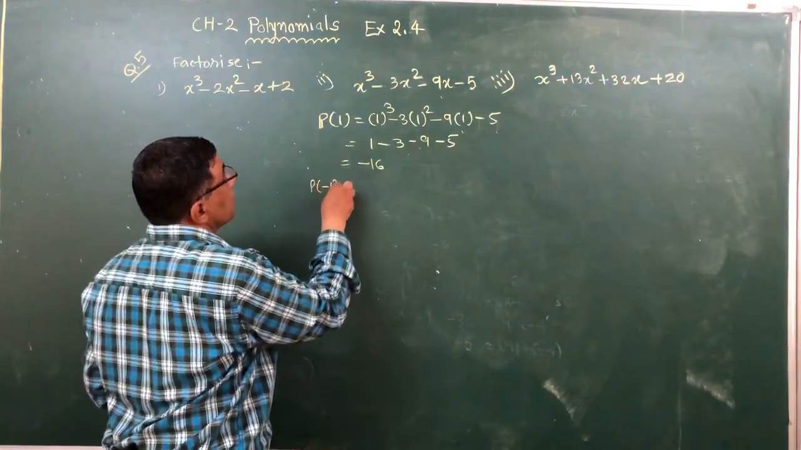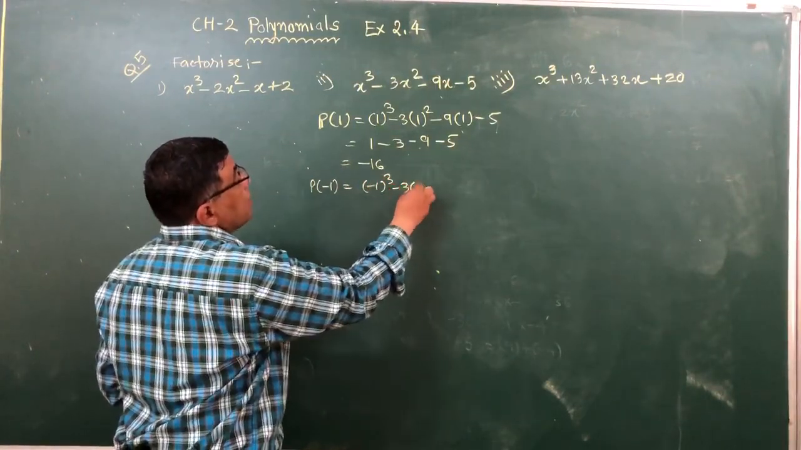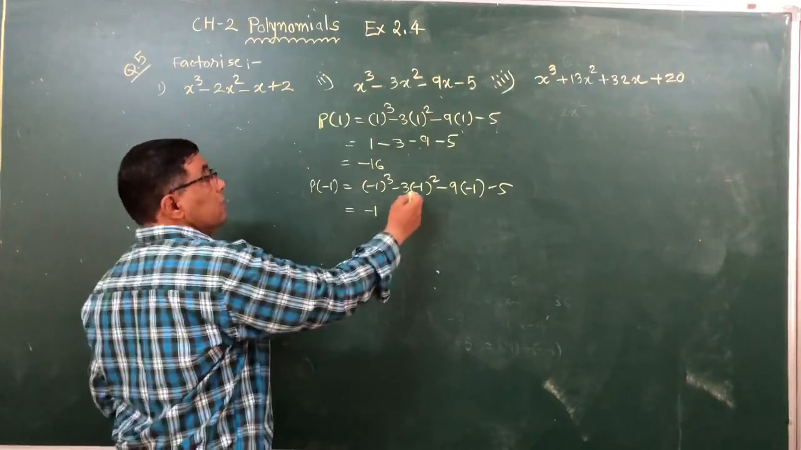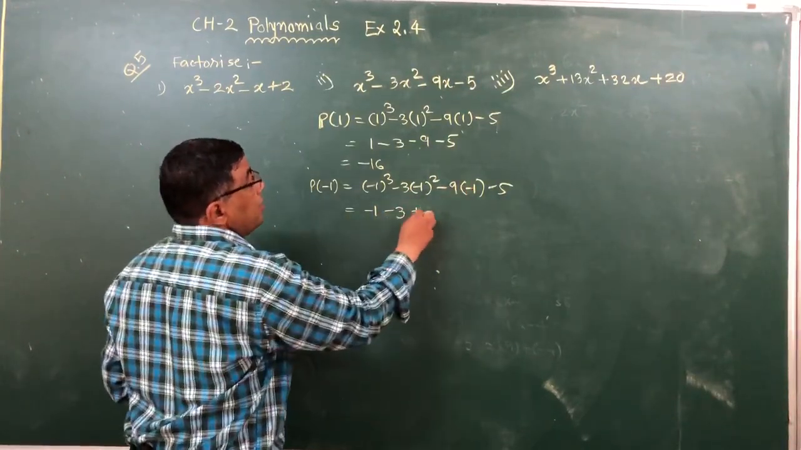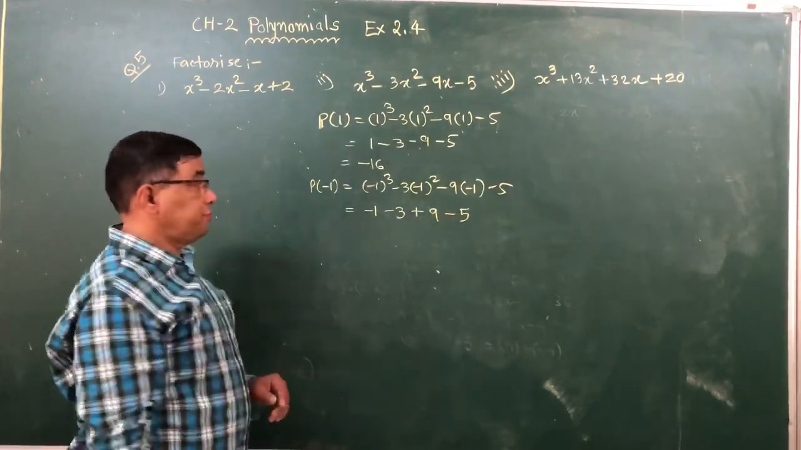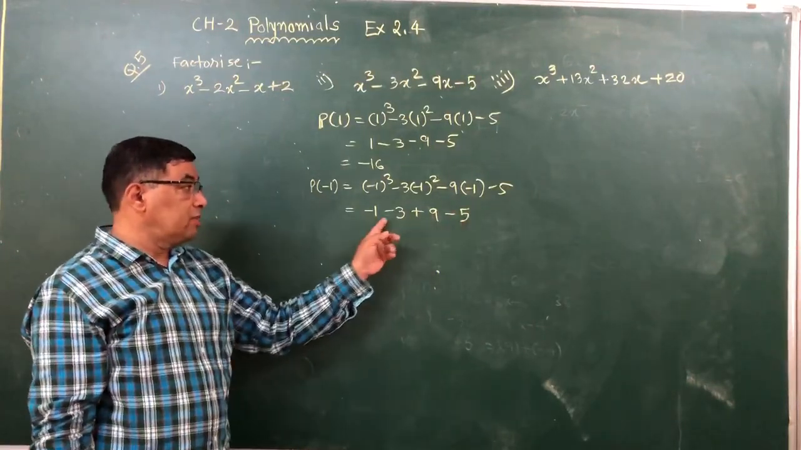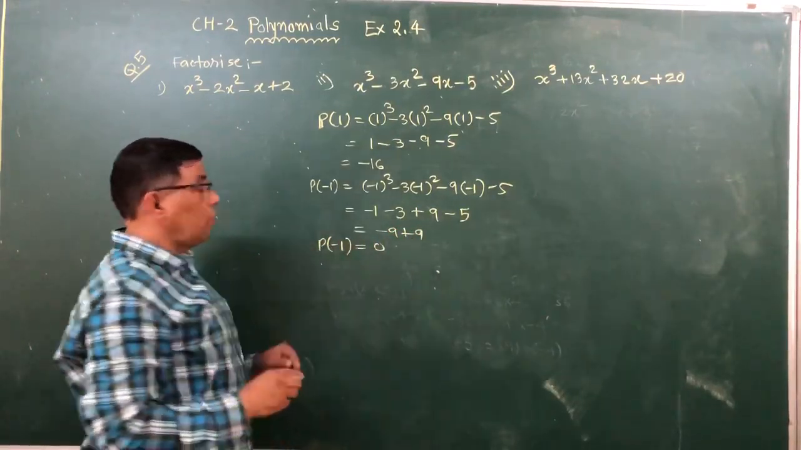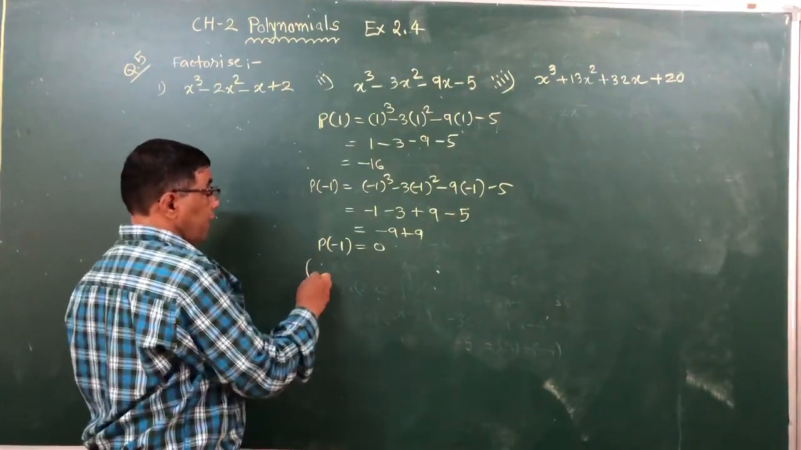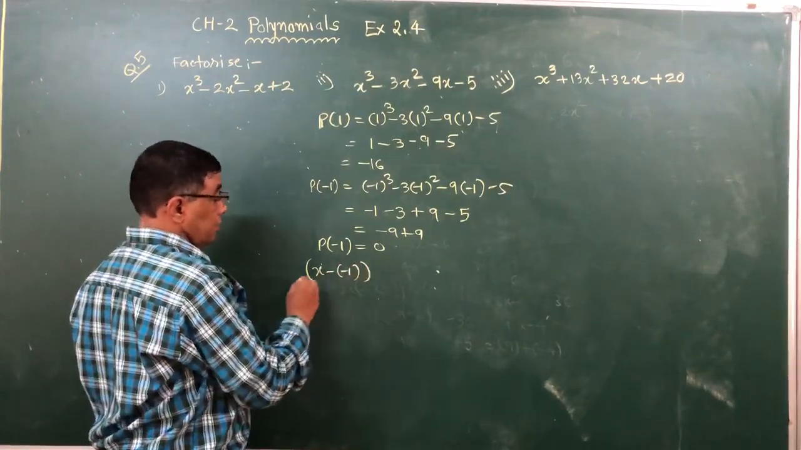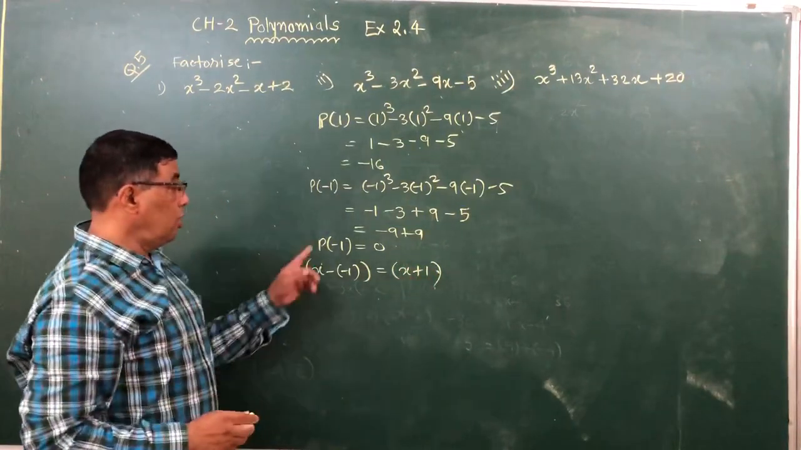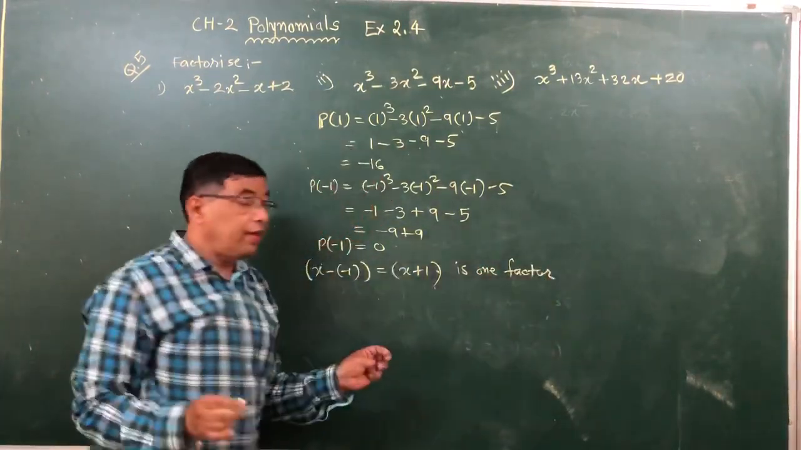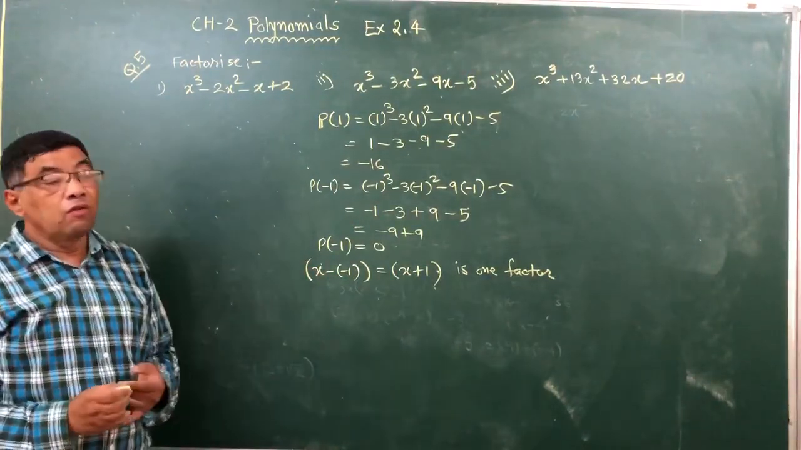So we check p of minus 1 now. Minus 1 cube, minus 3 into minus 1 square, minus 9 into minus 1, minus 5. Here is minus 1, this is plus 1, and minus 3, this is plus 9 and minus 5. So now what we are getting, minus 1 minus 3 minus 9 plus 9 minus 5 gives 0 here. So we are getting 0 for minus 1. So the factor is which one? x minus minus 1, which is equal to x plus 1. So now we know that x plus 1 is one of the factors.